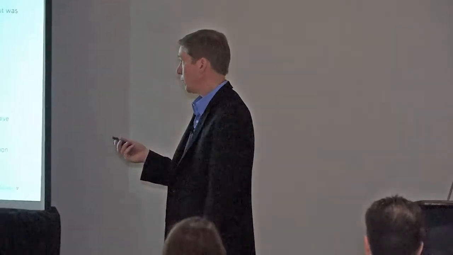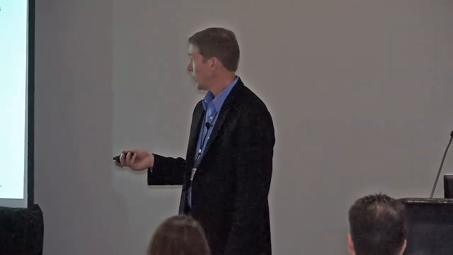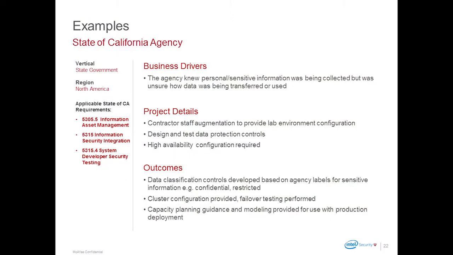It met the objectives for failover, and they could follow that design when they moved to production. Ultimately, at the end, capacity planning guidance and modeling was provided to the agency for use with their production deployment. And it follows some of the applicable state of California requirements identified in the SIM.